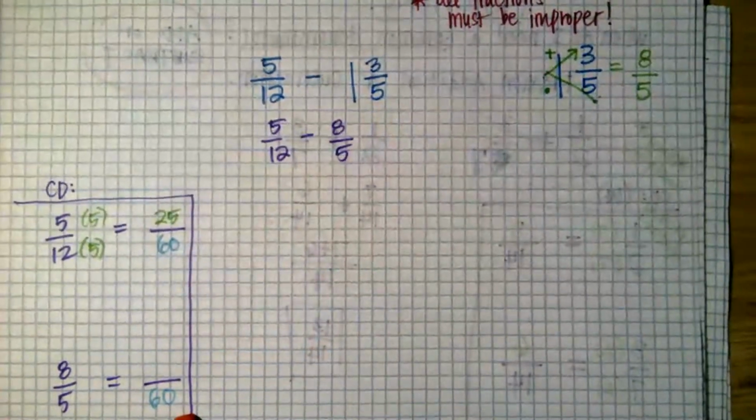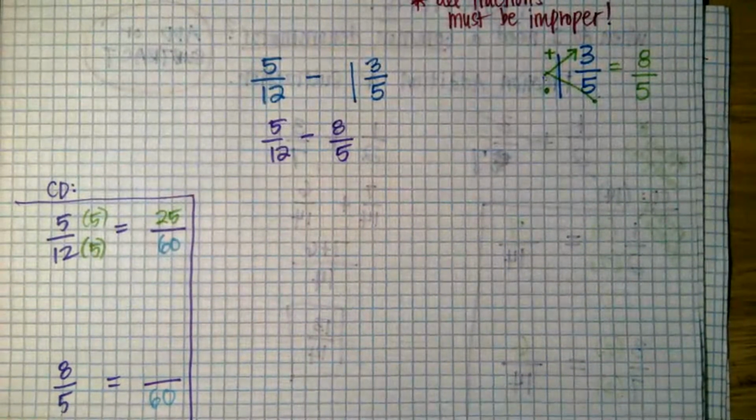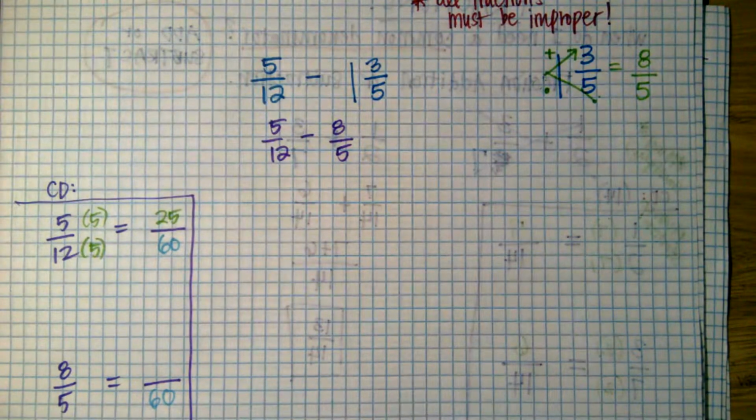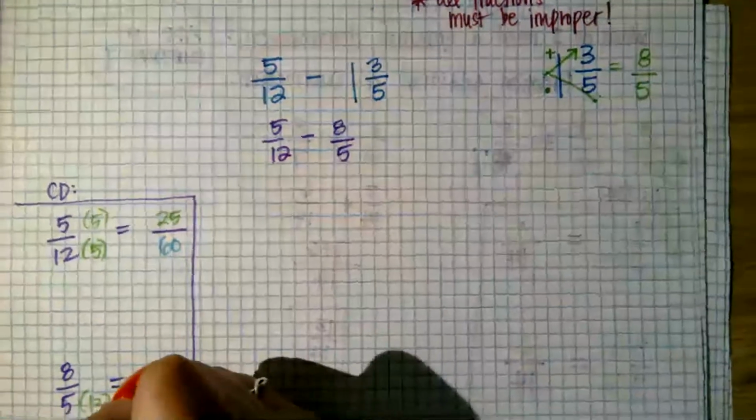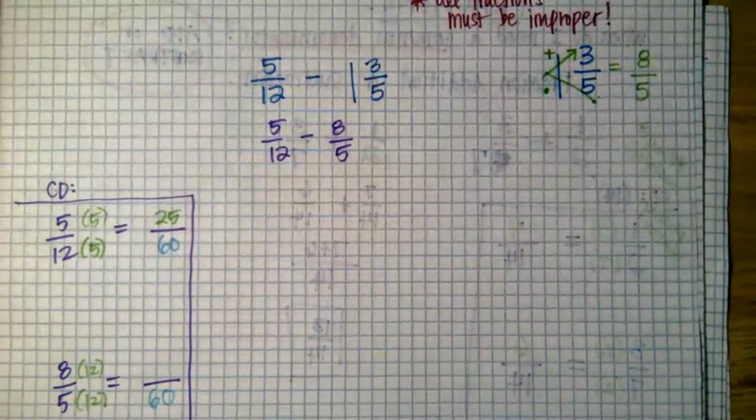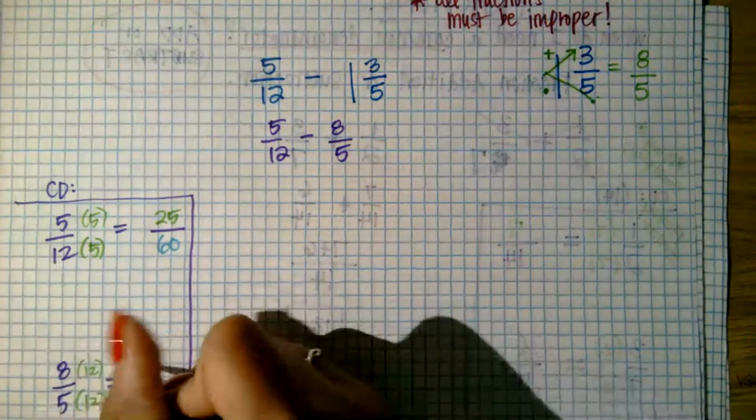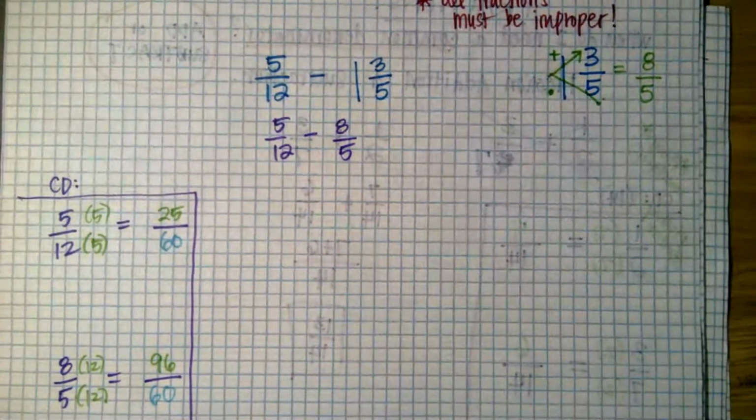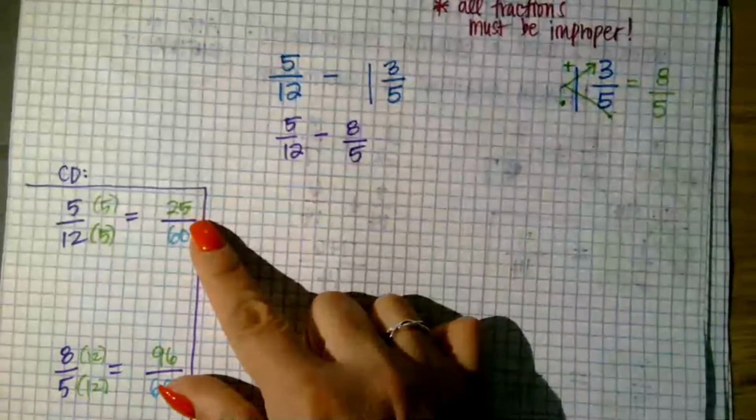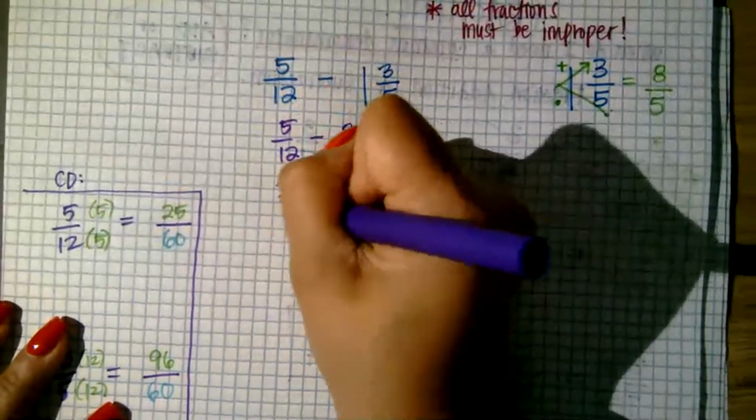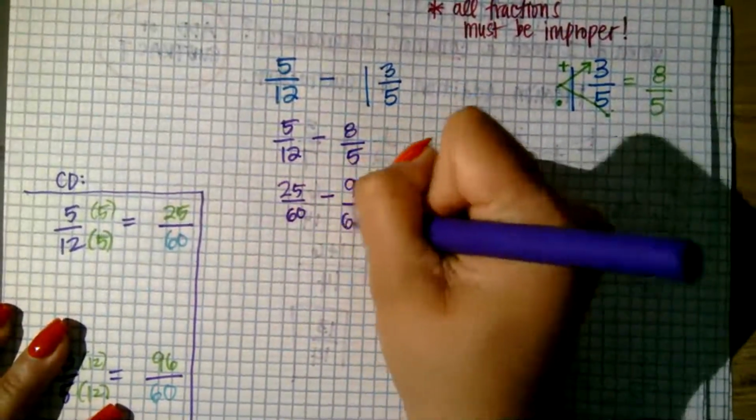I'm going to do the same thing over here. So I'm going to say 5 times what gives me 60. And so that's going to be 12. What I do to the bottom, I do to the top. Okay. So now I'm going to multiply 8 times 12, and what does that give me? That gives me 96. Bam, right there. So my problem now, I found the common denominator between both of them. I'm now going to go ahead and put it back. So I have 25 over 60, take away 96 over 60.